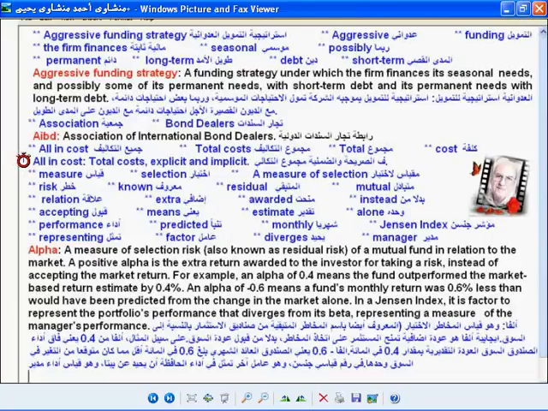All-in cost. Total costs, explicit and implicit.